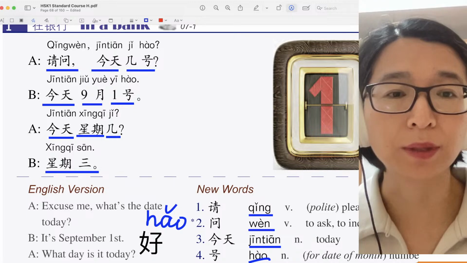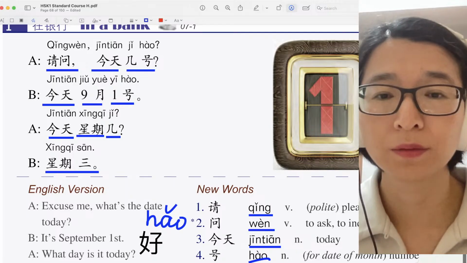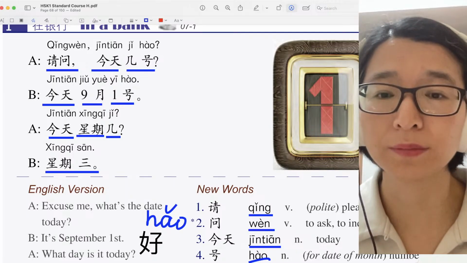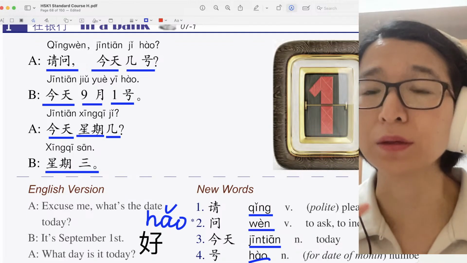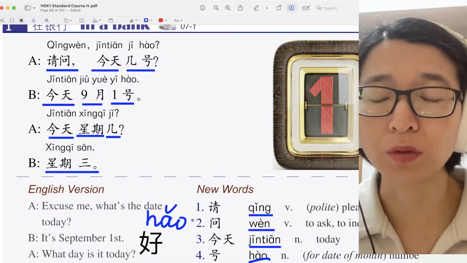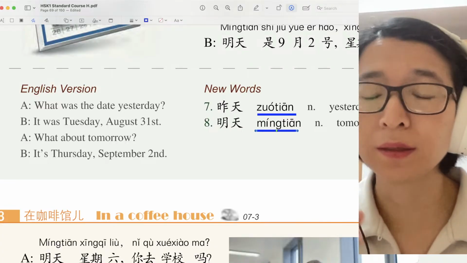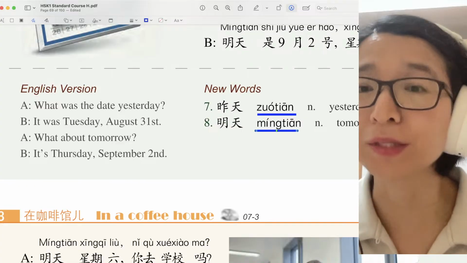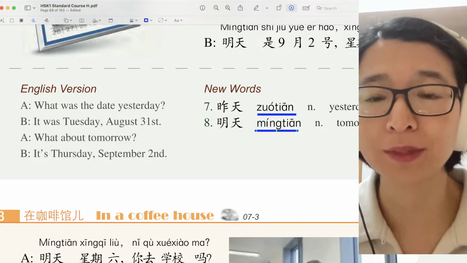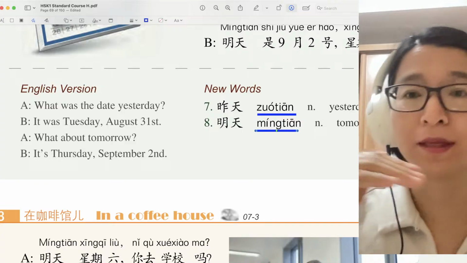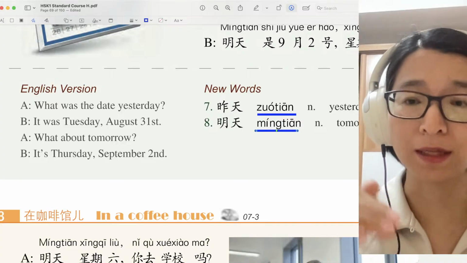Now let's say the next part. There are more important words. How to say yesterday? That is 昨天. 昨, which is a rising tone. So 昨天. And tomorrow, that is 明天. 昨天, 明天. How to say today? Still remember? 今天, right? So 昨天, 今天, 明天. Yesterday, today, tomorrow.